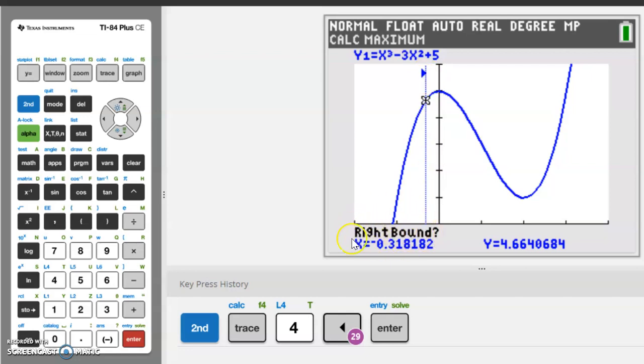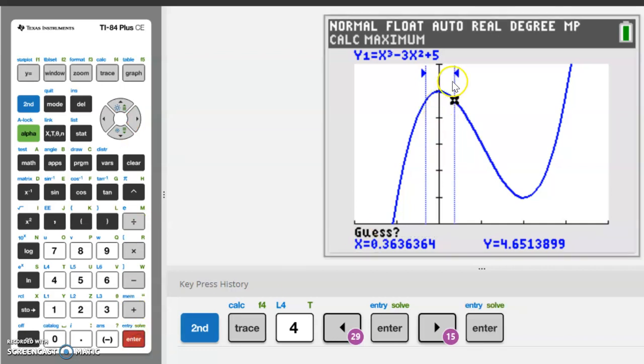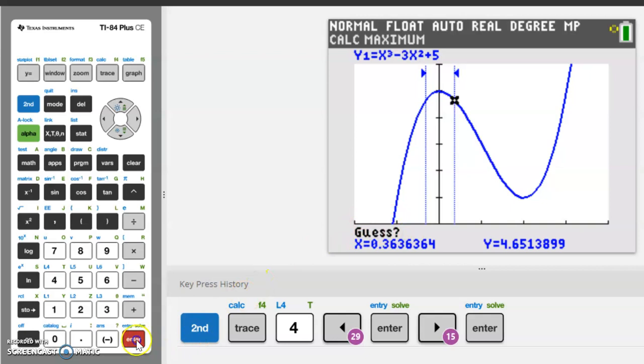The question now towards the bottom says right bound. So we want to go ahead and set the right bound of our graph. So I'm going to use the right arrow and keypad over until it's on the right-hand side of that max value. Again, doesn't matter where, I just need to be somewhere on the right-hand side of it. Now I can go ahead and hit enter. You'll notice that it put the right bound up there for you. And now you'll notice that your question changed to guess. So you can hit enter one more time, and it's going to go ahead and give you the coordinates for that point.